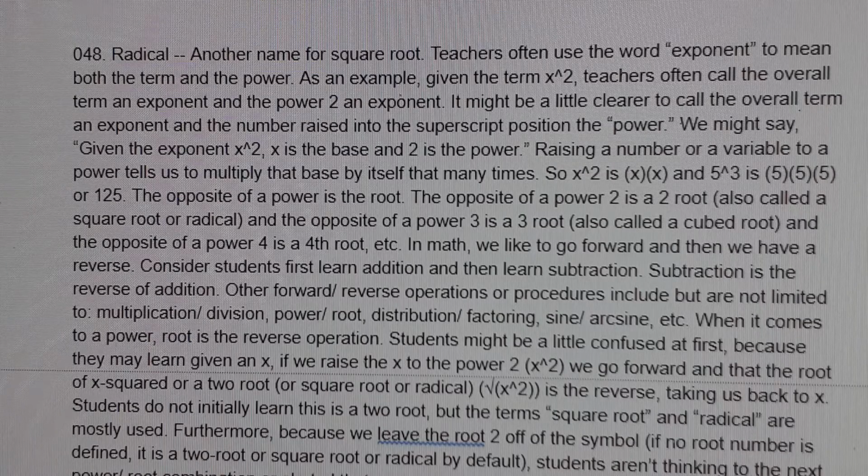It often additionally eludes students as to why a base to the power 2 is called "squared," and a base raised to the power 3 is called "cubed." The reason is because the area of a square is calculated by multiplying the base times the height, and since the side lengths of a square are equal, we find the area by the side length raised to the power 2.